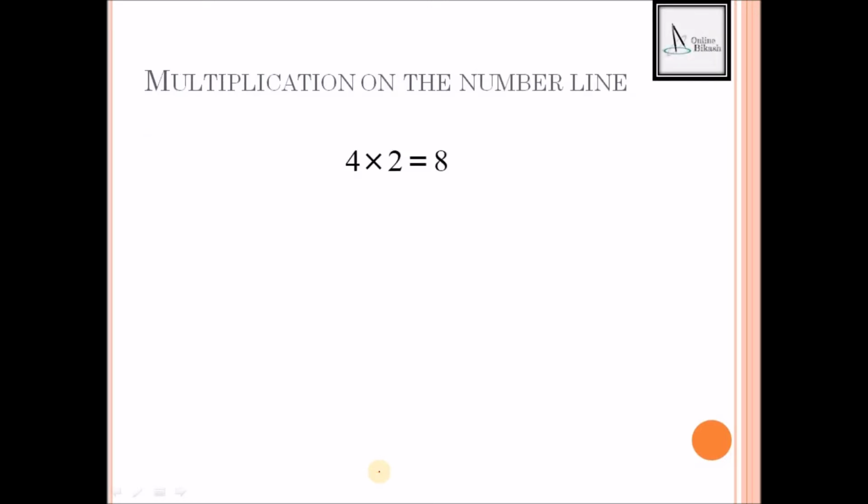Multiplication on the number line. We can multiply on the number line too. So let us see how to represent 4 times 2 equals 8 on the number line. For that, let us take a line. So this is a line. Now we will represent 4 times 2 equals 8 on this number line.